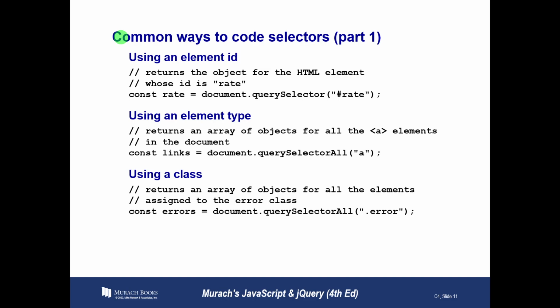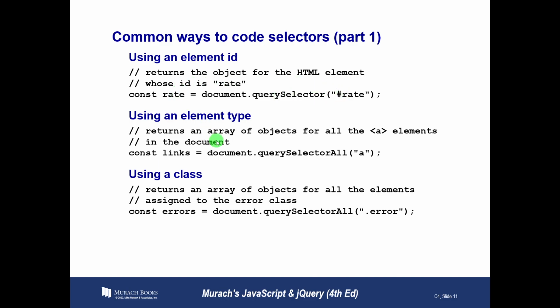So coding selectors. We have the document.querySelector. That's our method that we're going to call. And we're passing in a value inside quotes of pound rate, which we know this is an ID of something on our web page. So it's going out and querying for the item on our page that has this ID applied to it. And it's assigning that piece of HTML to this constant called rate.